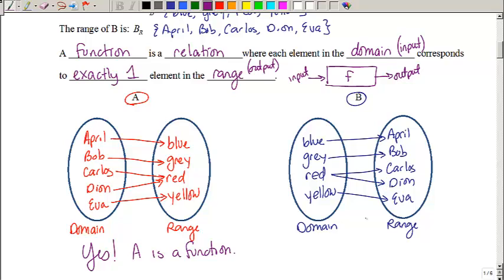Your machine is only allowed to give you one value out, and it has to be the same value every single time. If I keep putting in red and I get out different values, this function machine is broken. In fact, it's not even a function. So this is no. B is not a function.